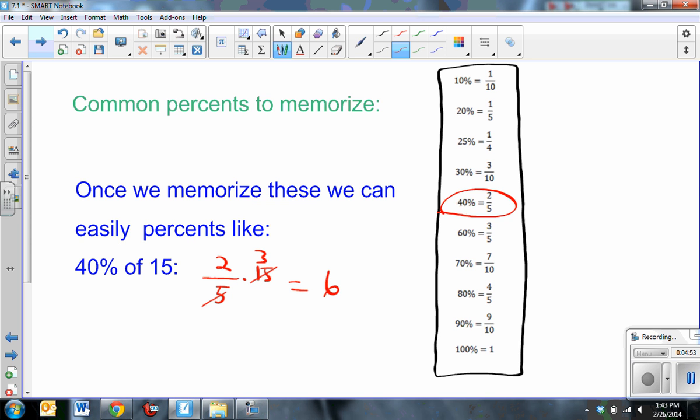Does that make sense? It's a little less than half of 15. Half of 15 would be 7.5, so it makes sense that 6 is 40% of 15.